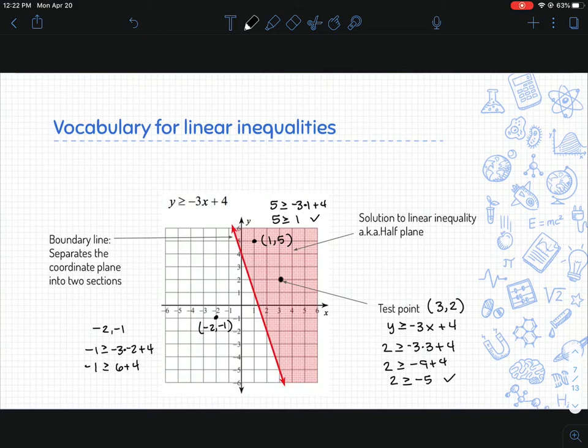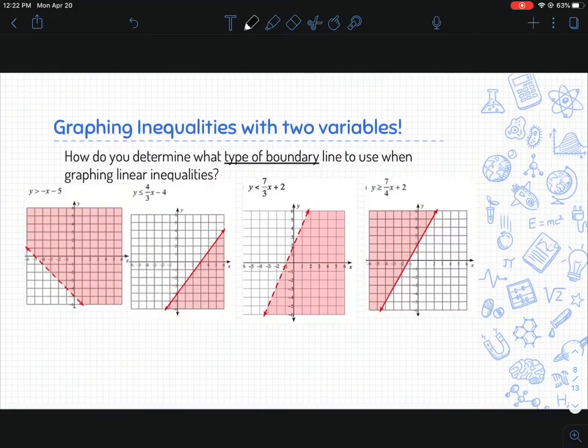So negative 1 greater than or equal to 6 plus 4. Negative 1 is not greater than or equal to 10. So this is not part of the solution set. The shaded area is our solution set to our inequality. When you're graphing a boundary line, if the line is solid, any point on the line is part of the solution. If the line is dashed, you do not include the points on the line as part of your solution.